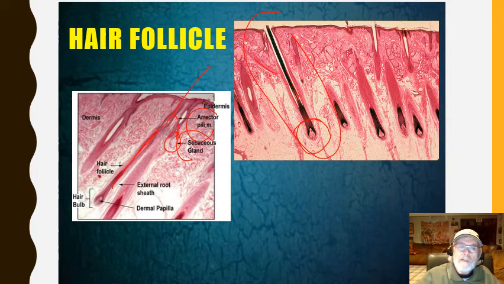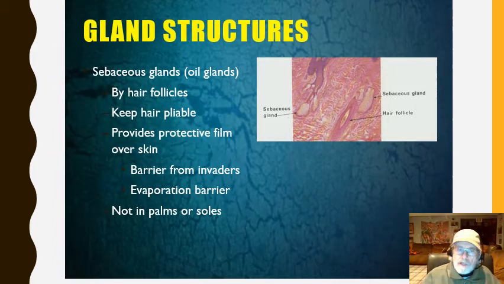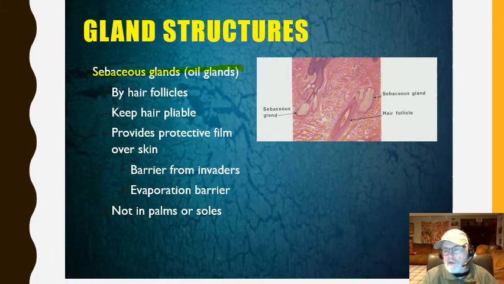Okay, glandular structures. Probably the first glandular structure we should talk about are sebaceous glands, and these are oil glands. They're right by the hair follicles, and they keep the hair shaft moist inside that follicle, so it keeps the hair pliable. Also, as the sebaceous glands exit out onto the skin, either through the hair follicle or whatever the case may be, they create a protective, oily layer on the surface of the skin.